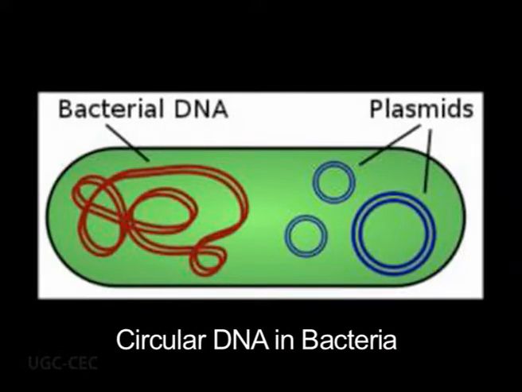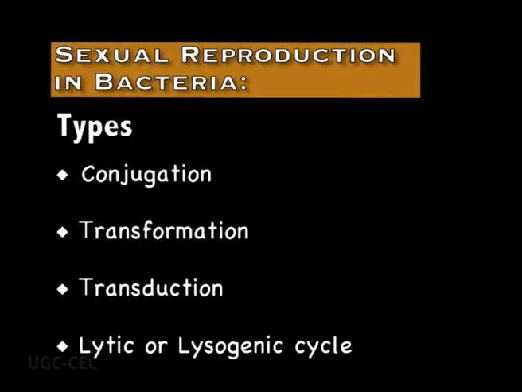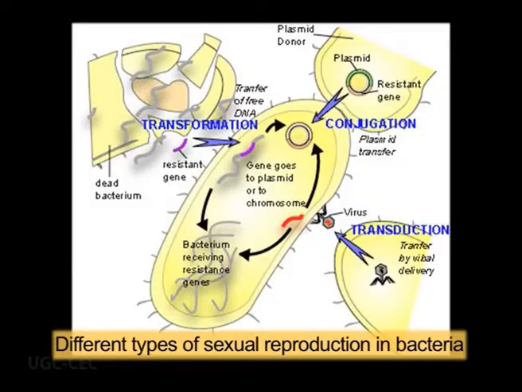So the sexual reproduction in bacteria is not like other organisms or other eukaryotic organisms. The sexual reproduction mainly can be of three major types, which are conjugation, transformation and transduction. There is a fourth type which is called the lytic or lysogenic cycle, which is mainly the mechanism for reproduction in virus, but we also consider it under bacteria because sometimes a bacterial virus or a bacteriophage which is attacking the bacteria will take up some bacterial DNA and will take it to another bacterial cell.